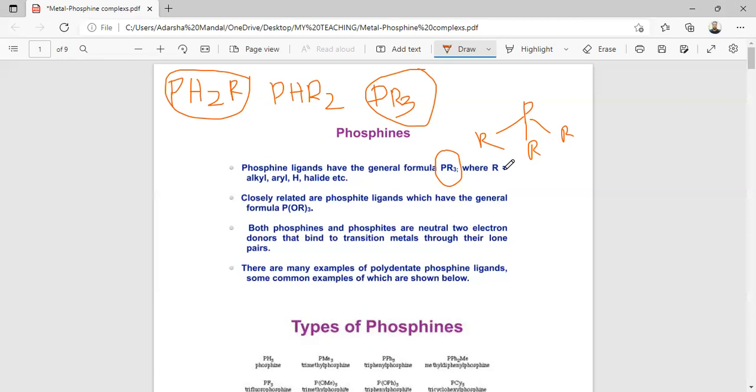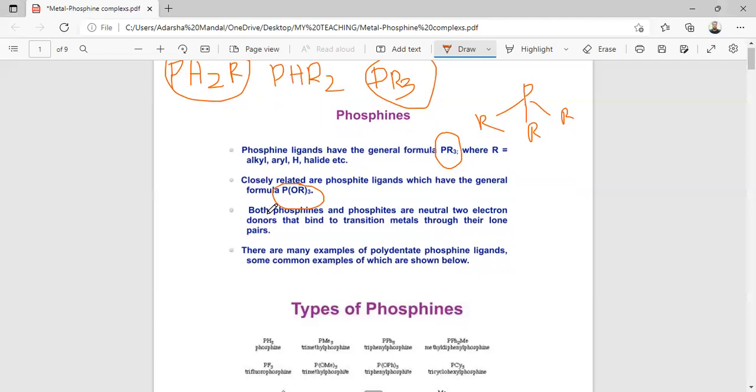they are bound to. Closely related to this is the phosphite ligand, which has the general formula P(OR)3, that is widely used in organometallic catalysis. Both phosphine and phosphite are two electron donors that bind to the transition metal through the lone pair. So phosphine is an L-type ligand. It donates a total of 2 electrons to the metal center, and this is a neutral ligand.